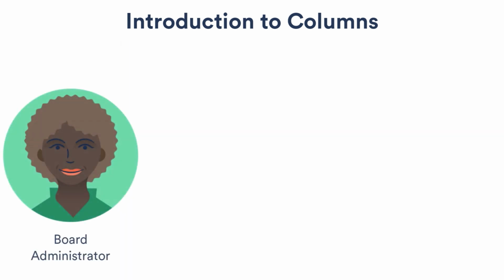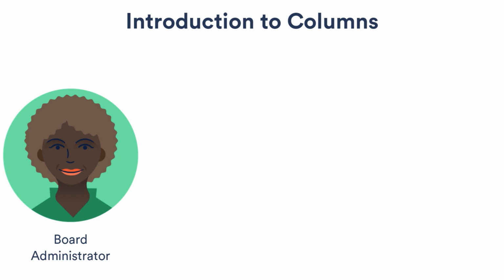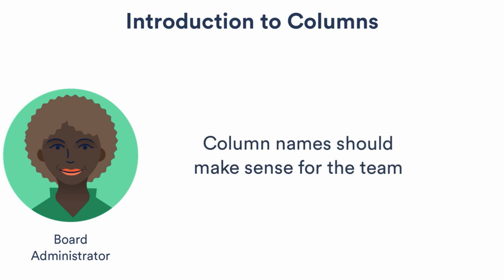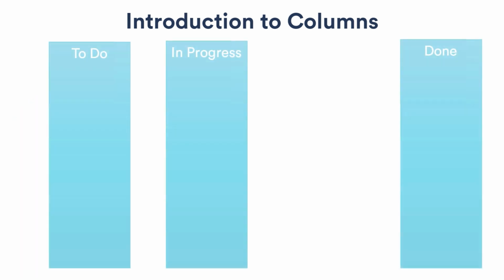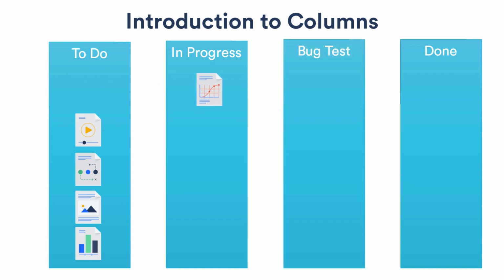Board administrators typically set up the workflow to match their team's work process. They might add or remove columns from the workflow if necessary. They can also give the columns any name that makes sense. Column names don't have to be the same as the associated status. On my team, for example, it's important that we review and test any new bug fixes before they go live on our website. In order to make sure each bug is properly resolved, we add a QA column to our board. We name that column Bug Test.